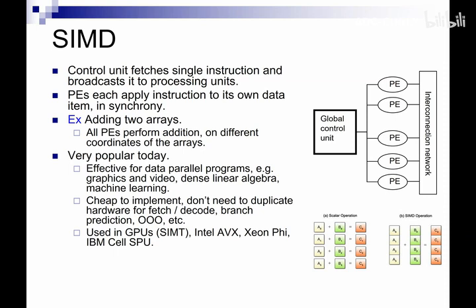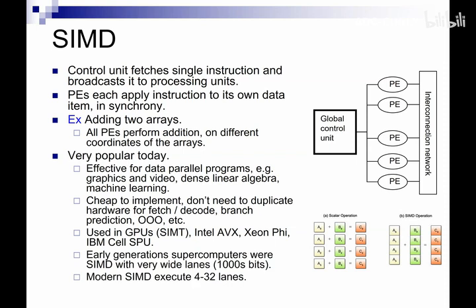Examples of SIMD processors would be things like GPUs. Well, they actually use something called SIMT, but it's very similar to SIMD. You also have, for example, the AVX instructions in Intel processors, and those are SIMD operations. And the IBM Cell processor also has SIMD processors, the SPUs.